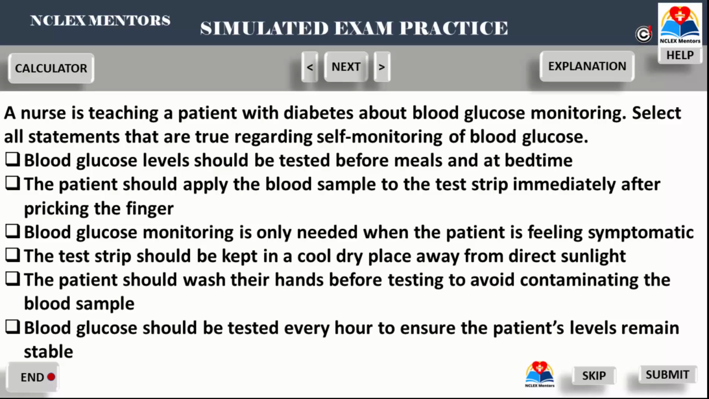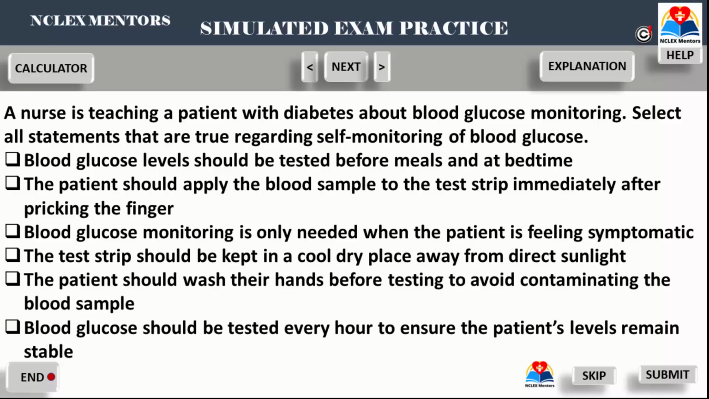3. Blood glucose monitoring is only needed when the patient is feeling symptomatic. 4. The test strip should be kept in a cool, dry place away from direct sunlight. 5. The patient should wash their hands before testing to avoid contaminating the blood sample. 6. Blood glucose should be tested every hour to ensure the patient's levels remain stable.